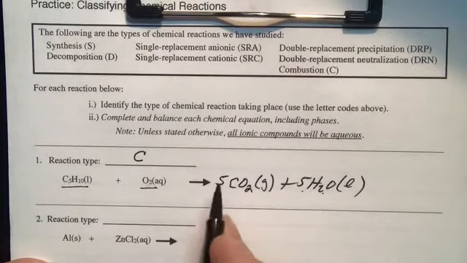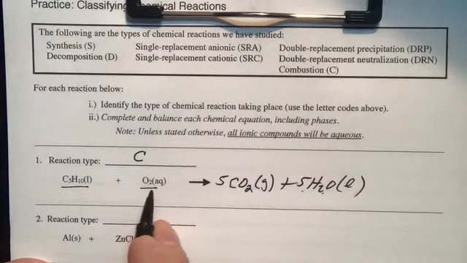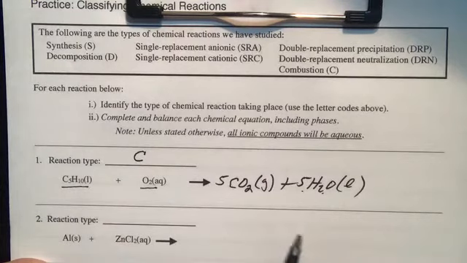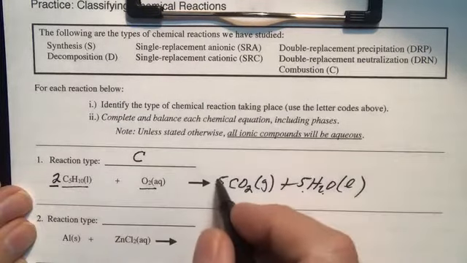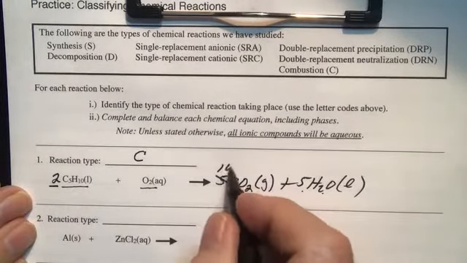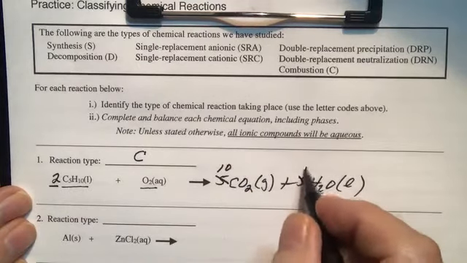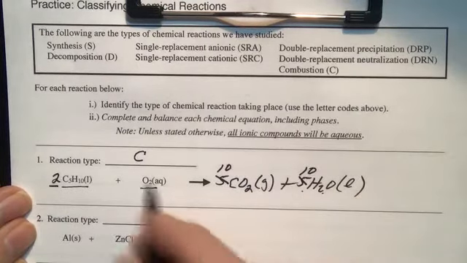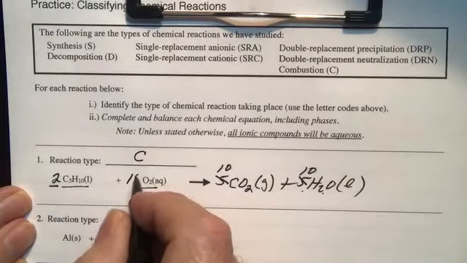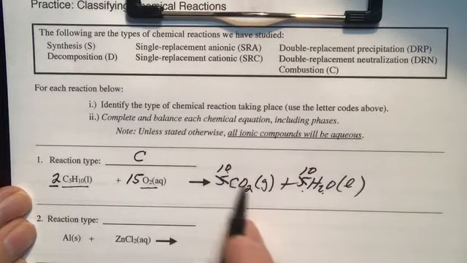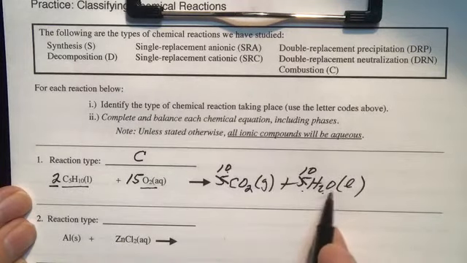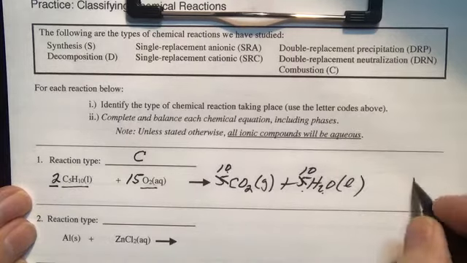So remember that trick: when you can't balance a diatomic element, balance everything else and then double the coefficients. And so if I make this a 2, and then change these 5s to 10, then I can balance it by making this 15. 15 O2s gives us 30 oxygens. You have 20 oxygens here and 10 oxygens here. So that's your balanced reaction.